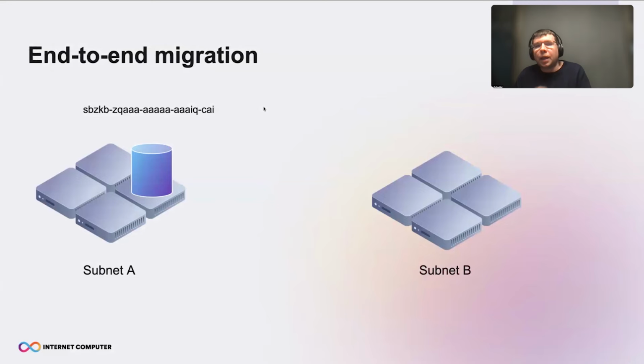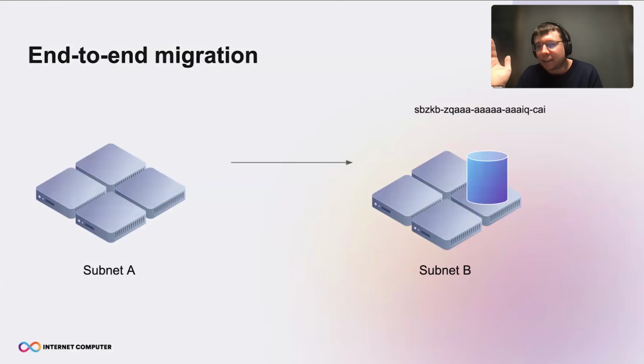Okay, so the idea behind the canister migration or end-to-end migration is quite simple, right? You have a canister that is on subnet A, and by the end of it, you would like to have that canister on subnet B. And you want to preserve everything about this canister. You want it to have the same state as before, the same code as before, and crucially, you want it to have the same canister ID as before.